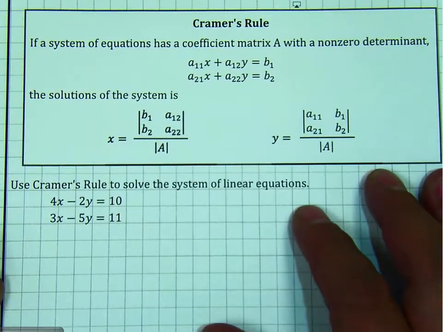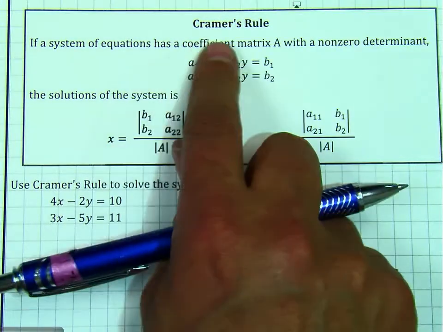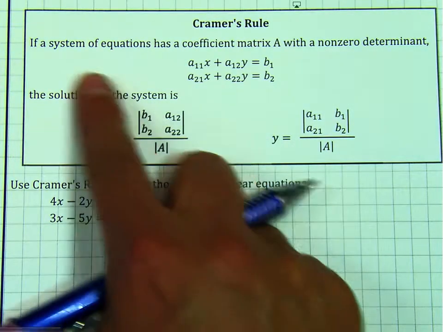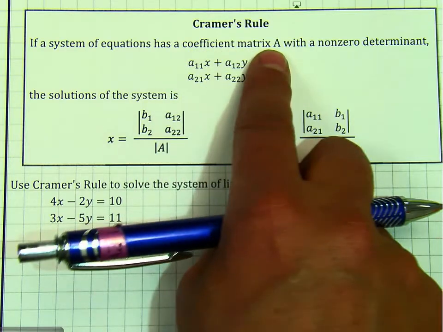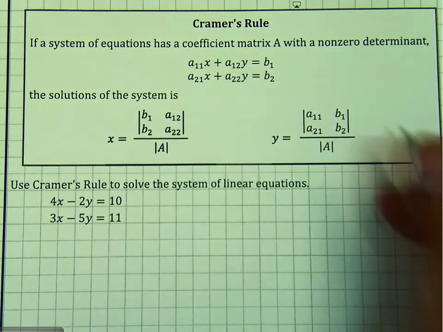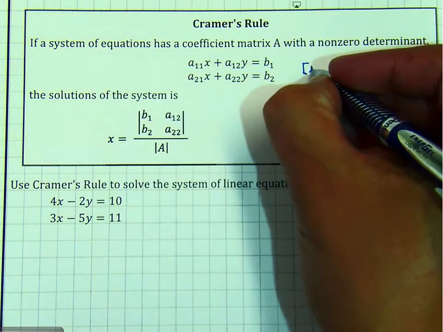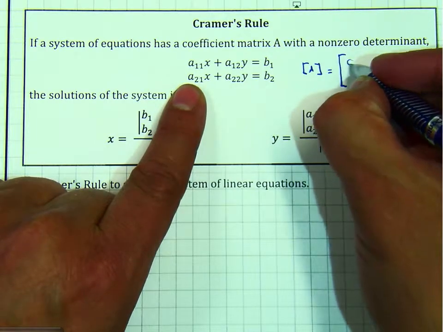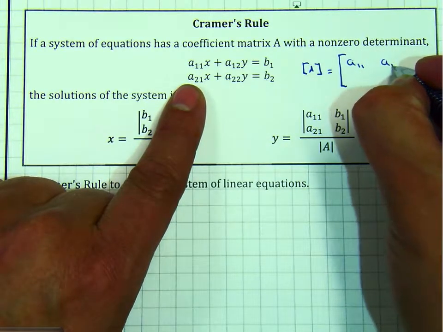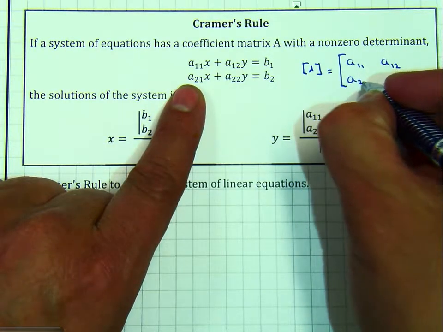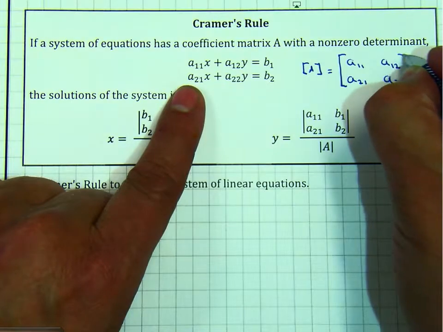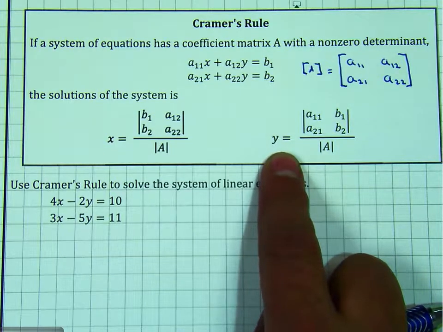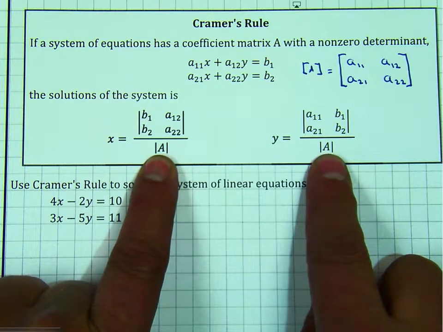So now that you have example number 4, let's go through the cutout. Cramer's rule. Cramer is a famous mathematician that developed this rule that says if a system of equations has a coefficient matrix A, then our matrix A will be made of the coefficients, and the matrix itself will be A11, A12, A21, A22. And notice we can find the value of x and the value of y. But first find the determinant, and it'll be on your denominator.